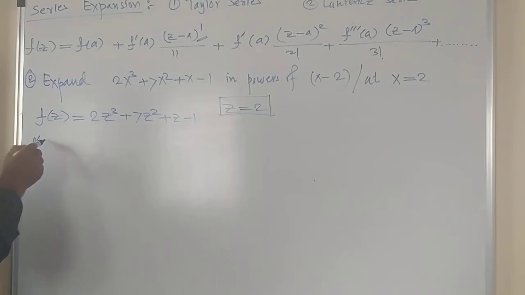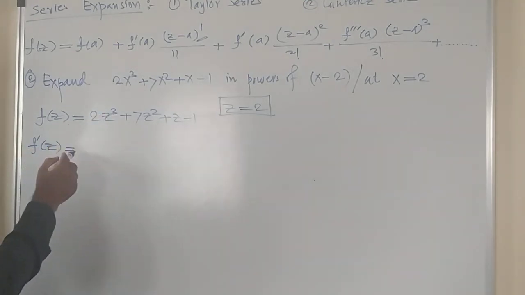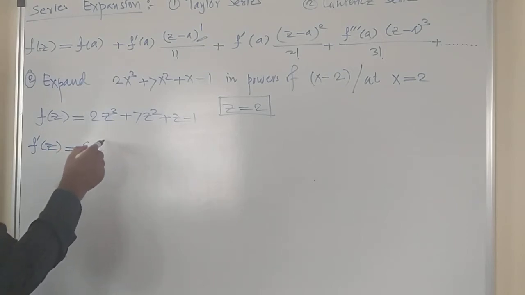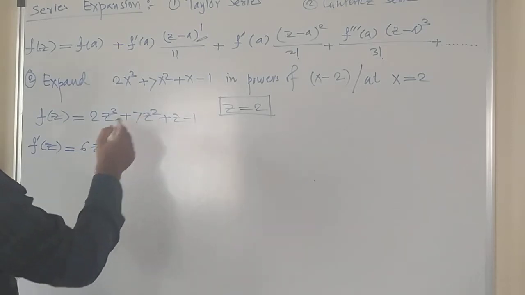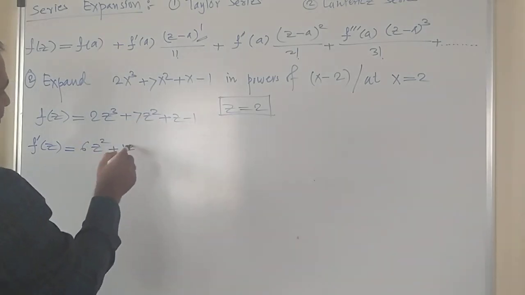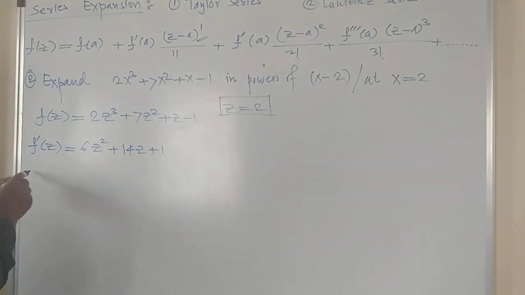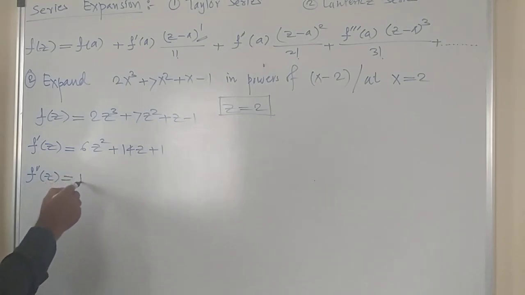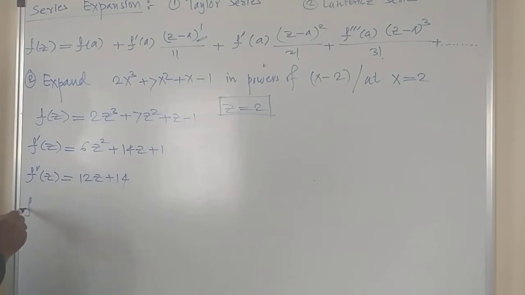So find out the first derivative. f dash of z is equal to how much? 3 into 2 will be 6z square, plus 7z square will be 14z, plus 1, right? Second derivative f double dash of z is equal to 12z plus 14, and the triple derivative will be equal to 12.